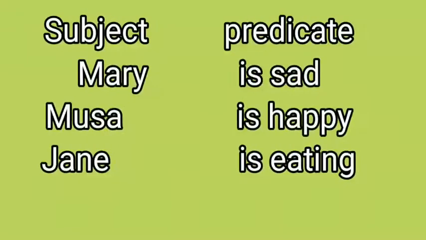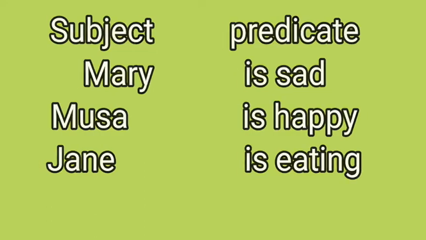Here are some examples of subject and predicate. Mary is sad. Who is sad? Mary. Musa is happy. Who is happy? Musa. Jane is eating. Who is eating? Jane. The subject performs the action, while the predicate completes the sentence. It tells you what the subject is doing.